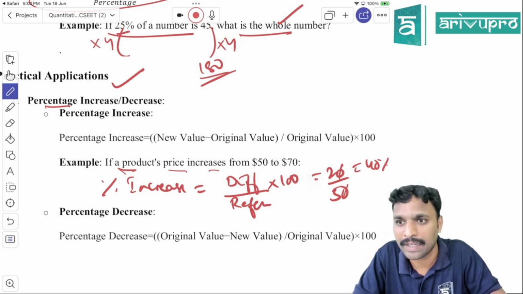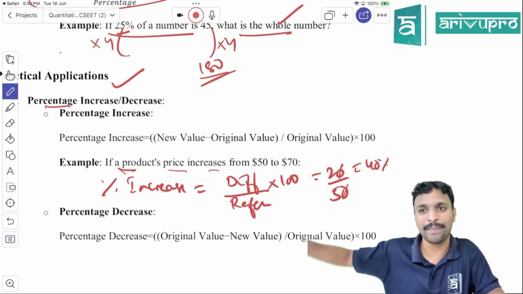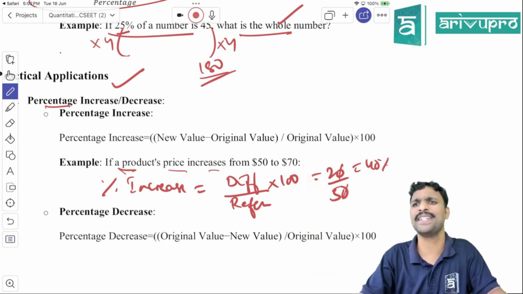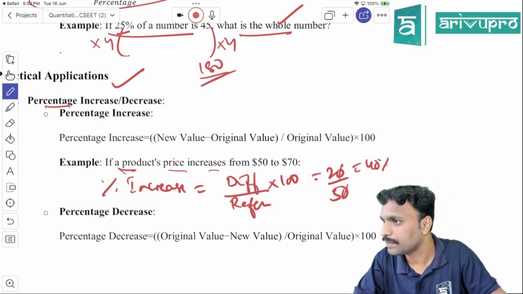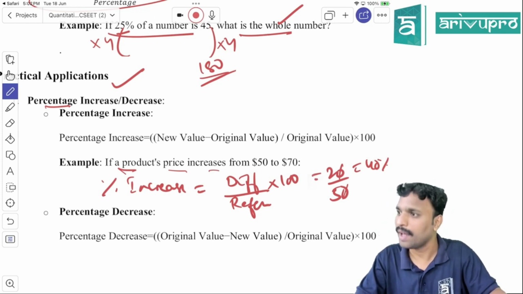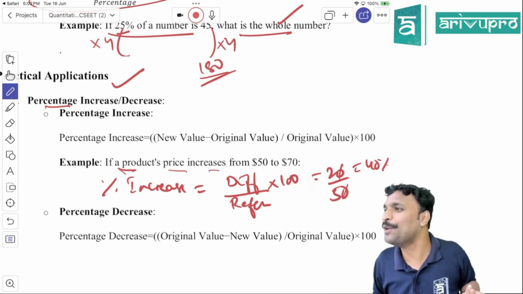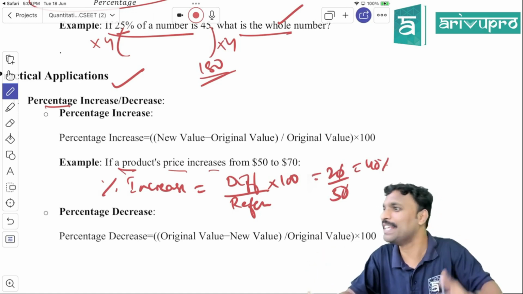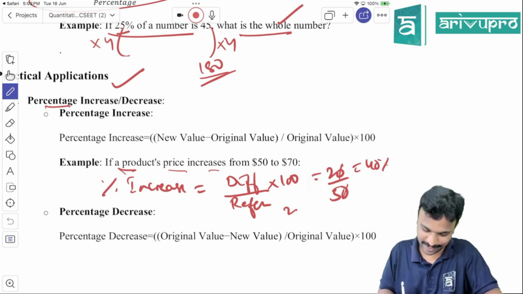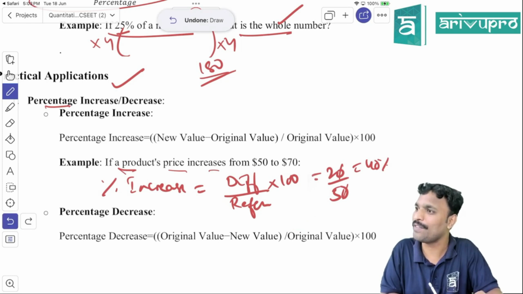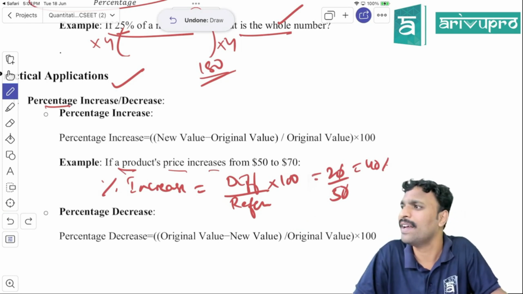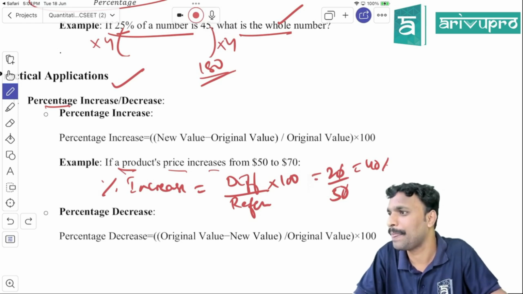Clear? So is it percentage increase or percentage decrease? Percentage increase. How much percent is it? 40%. 20 by 50 into 100. But you need not do it. Fraction, if you know, you can easily do it in the percentage, right? If you do that, 20 by 50 into 100 is 40 only, 40%. But should you do that actually? No. 1 by 5 is 20%, 2 by 5 is 40%. Clear?